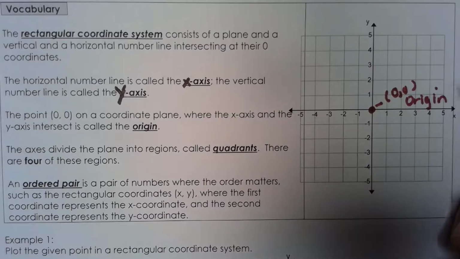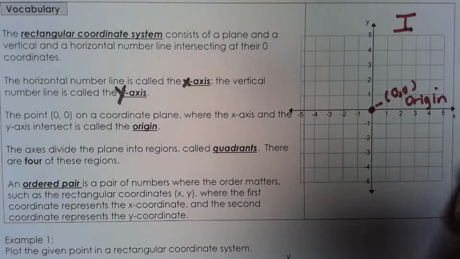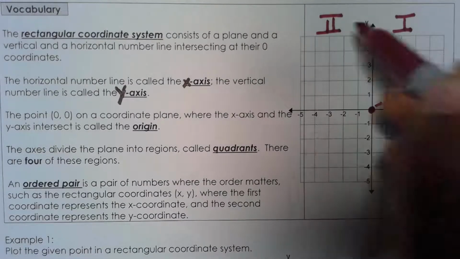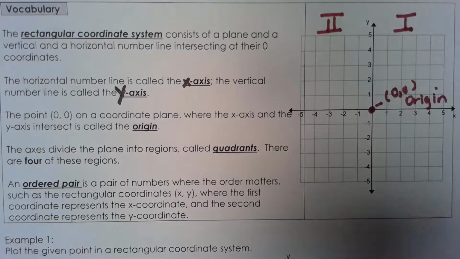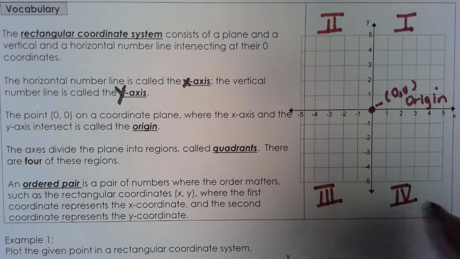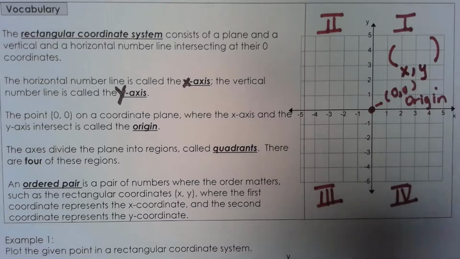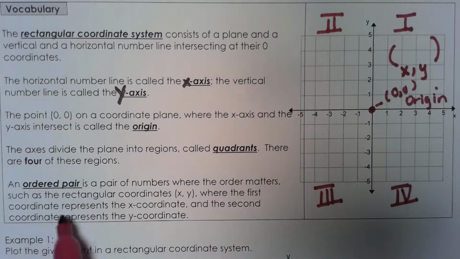And we have four quadrants. In the upper right hand corner, you have quadrant 1. Going to the left, counterclockwise, we have quadrant 2, quadrant 3, and then quadrant 4. In quadrant 1, here's your ordered pair (x, y). It's a pair of numbers where the order matters, such as in the rectangular coordinate system (x, y), where the first coordinate represents the x coordinate and the second coordinate represents the y coordinate.